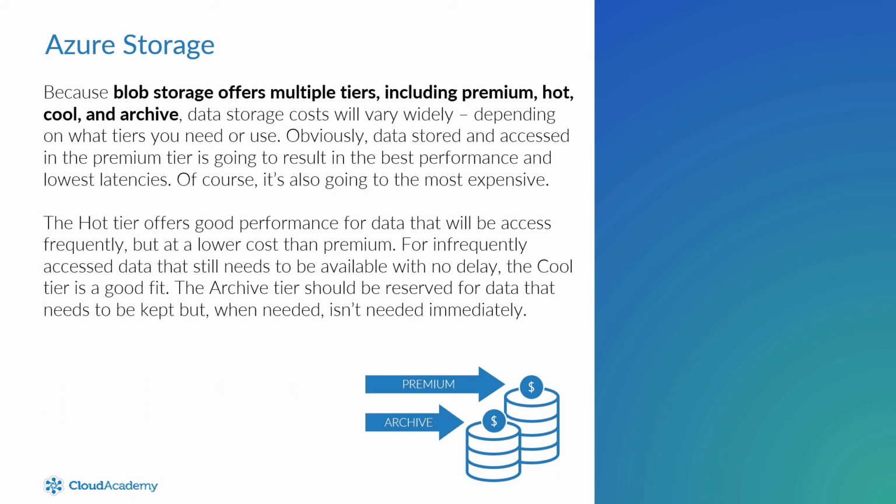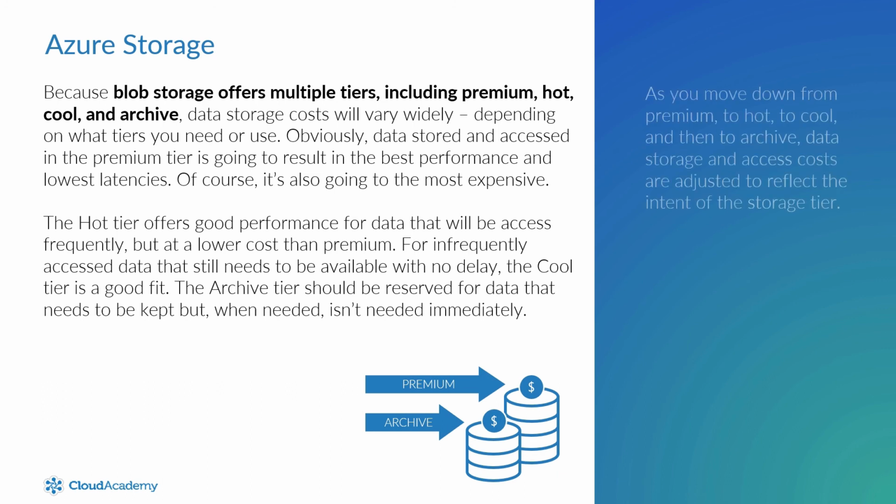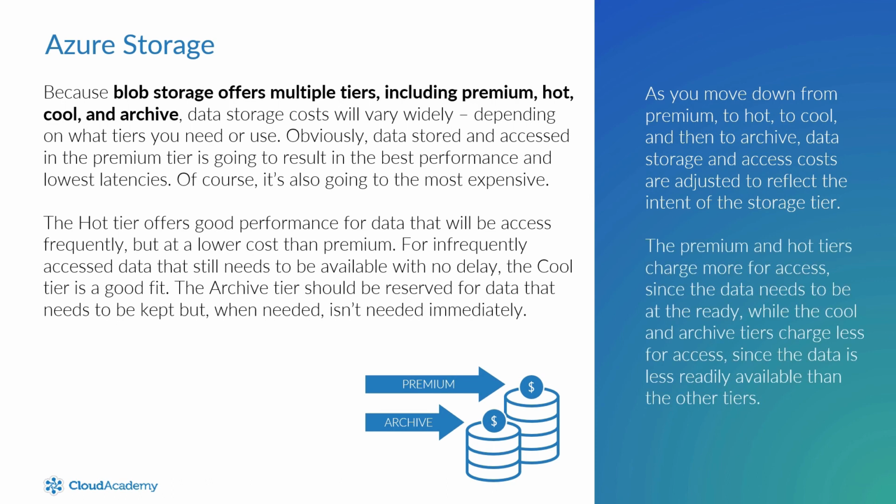The archive tier, however, should be reserved for data that needs to be kept, but when needed, isn't needed immediately. As you move down from premium to hot to cool and then to archive, data storage and access costs are going to be adjusted to reflect the intent of the particular storage tier. The premium and hot tiers charge more for access since the data needs to be at the ready, while the cool and archive tiers charge less for access since the data is less readily available than the other tiers.